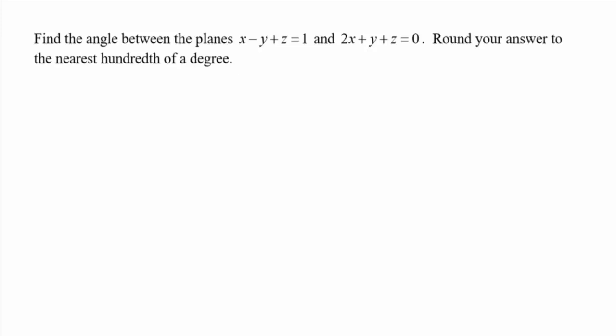Find the angle between the planes x minus y plus z equals 1 and 2x plus y plus z equals 0. Round your answer to the nearest hundredth of a degree.